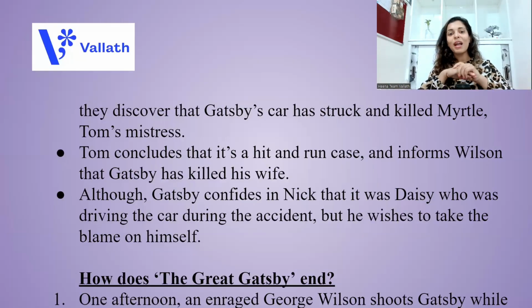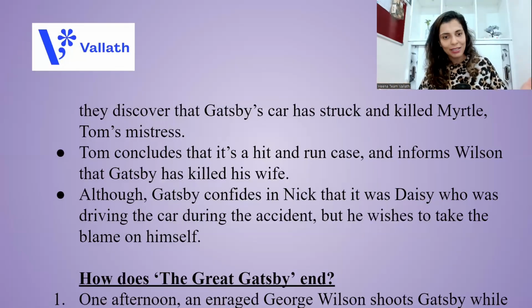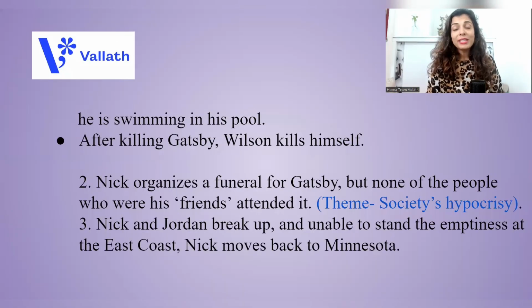And here we come to the end of the Great Gatsby. How does the Great Gatsby end? First, one afternoon after this accident, an enraged George Wilson, the husband of deceased Myrtle, shoots Gatsby while he is swimming in his pool. And after this, what does Wilson do? After killing Gatsby, Wilson kills himself.